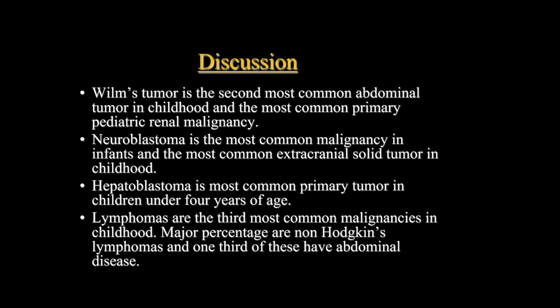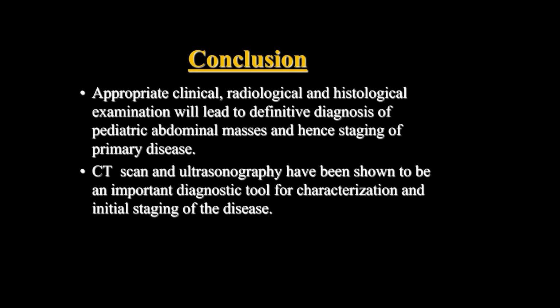Discussion. Wilms tumor is the second most common abdominal tumor in childhood and the most common primary pediatric renal malignancy. Neuroblastoma is the most common malignancy in infants and the most common extracranial solid tumor in childhood. Hepatoblastoma is the most common primary liver tumor in children under 4 years of age. Lymphomas are the third most common malignancies in childhood. Major percentages are non-Hodgkin's lymphomas, and one-third of these have abdominal disease.